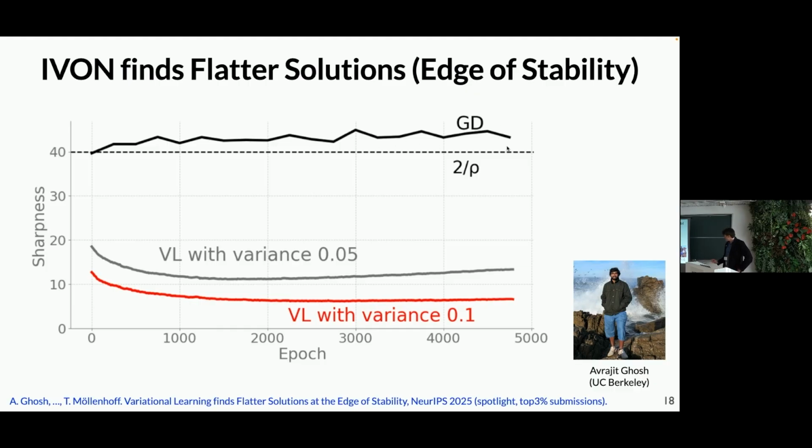Now, if we train with I1 and we fix the posterior variance to 0.05, we find that the largest eigenvalue of the Hessian is much smaller. And if we set the variance to 0.1, the sharpness is even smaller.